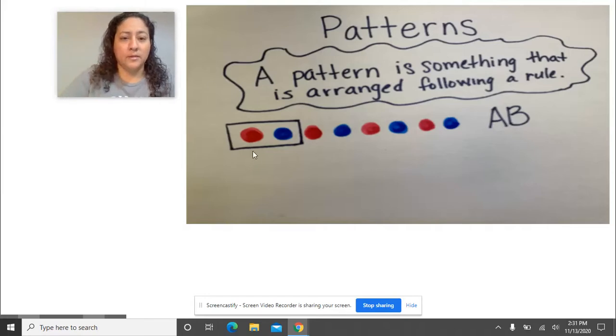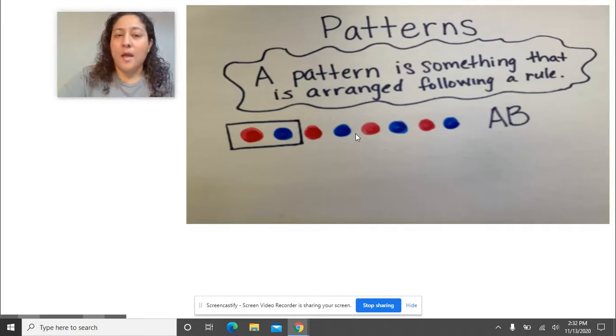For example, here the rule is red and blue, and then you continue the pattern following that rule. So the next one will be red, blue, red, blue, red, blue. They are alternating. It's just two different things and you're alternating them. One goes first, then the other, and the first one goes again, and then the other.